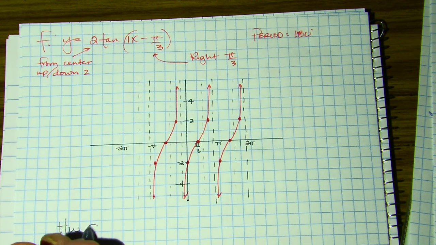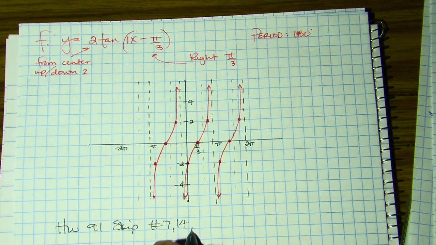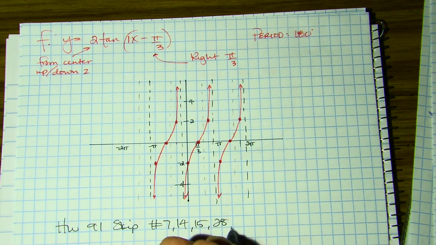So the homework for 91, you're going to skip numbers 7, 14, 15, 28, and 29.